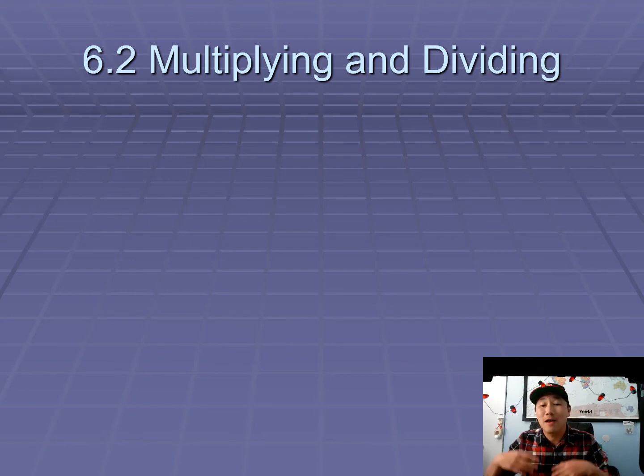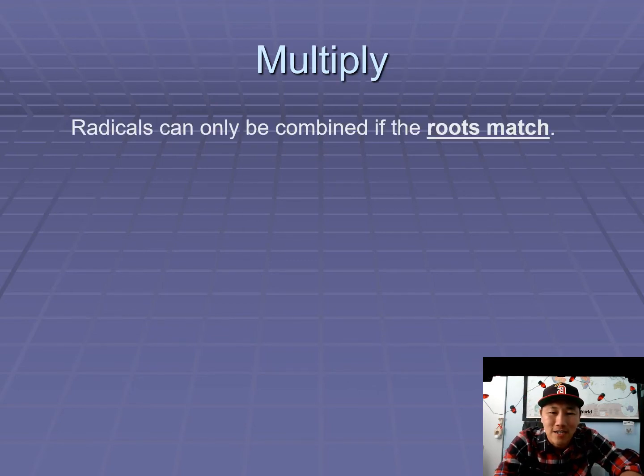6.2, multiplying and dividing. Oh, we're going back to the basics. But we're not just multiplying and dividing numbers, we're multiplying and dividing radicals. You can only multiply and divide radicals if the radicals have the same roots to them. Radicals can only be combined if the roots match up.